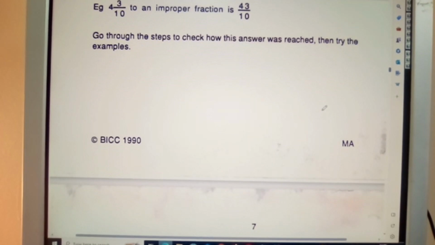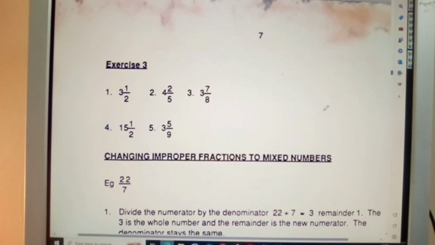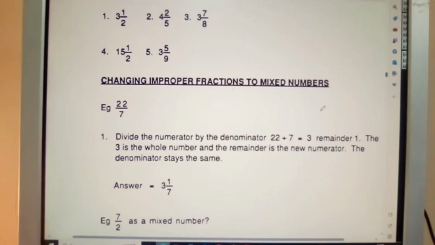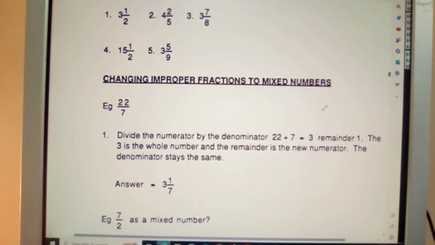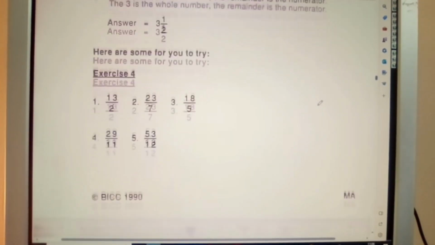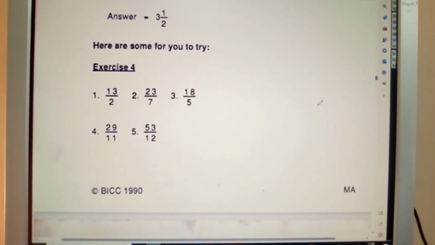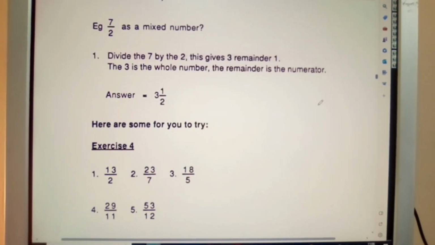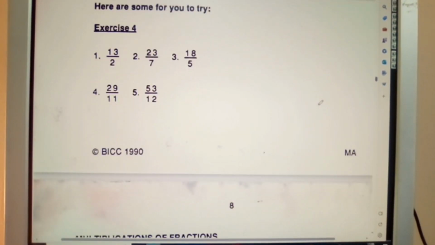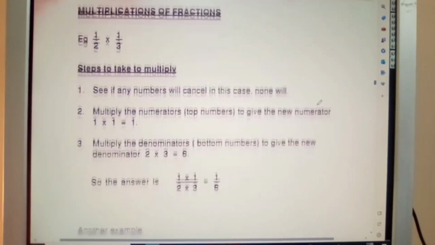This gives you a lot of work to do and to look at. So I'm not going to do anything more here for you. I would now like you to begin to do this for yourselves and do the actual working on that process. Changing improper fractions to mixed numbers. Multiplication of fractions.